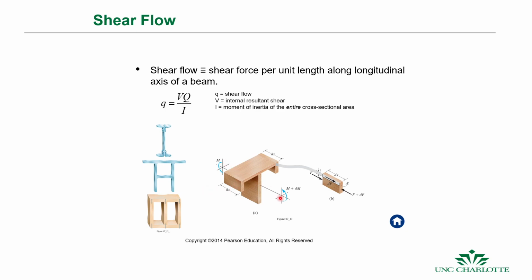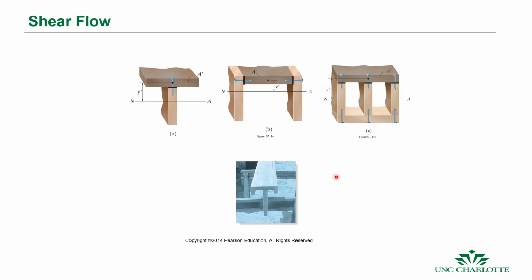Okay, so if we have say a moment that's applied to two sides of this T cross-sectional beam, then what we can do is calculate that shear flow, which is the shear force per unit length. So the longer it is, the more shear force is going to have to be consumed. So we can calculate the number of fasteners that are needed, or the number of spot welds, or how long a weld needs to be in order to pick up that shear force in that member.